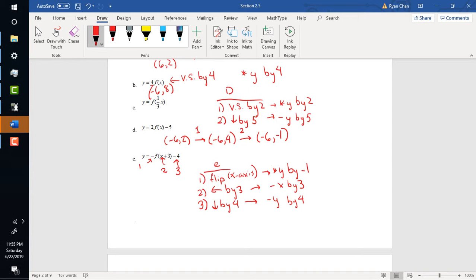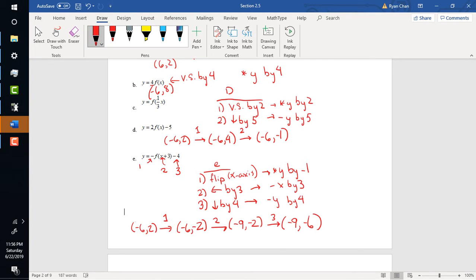Our original problem was negative 6, 2. After my first step, I've multiplied y by negative 1, so that becomes negative 6, negative 2. I'm going to go to the left by 3 according to my second rule, so that means x gets subtracted by 3. So I'll be negative 9, negative 2. And then I'm going to subtract 4 from y, so it'll be negative 9 comma negative 6. That's my final answer.